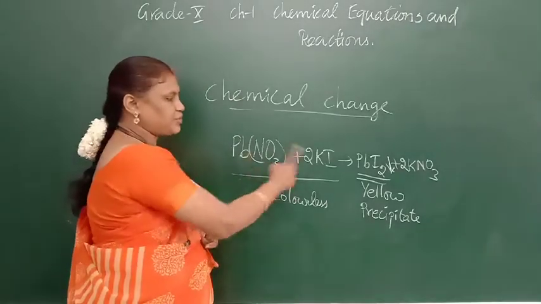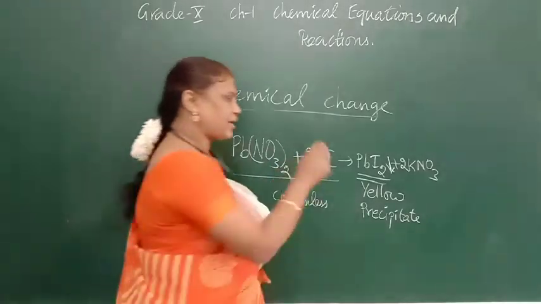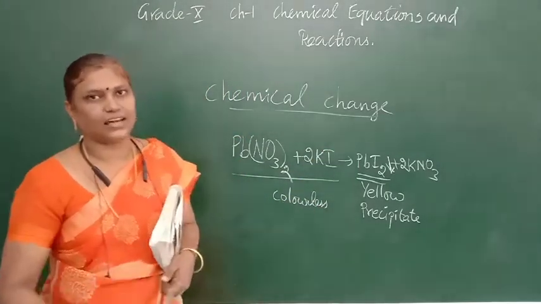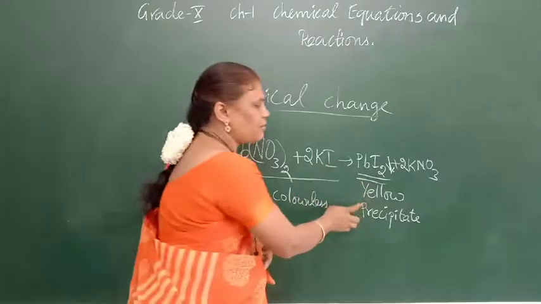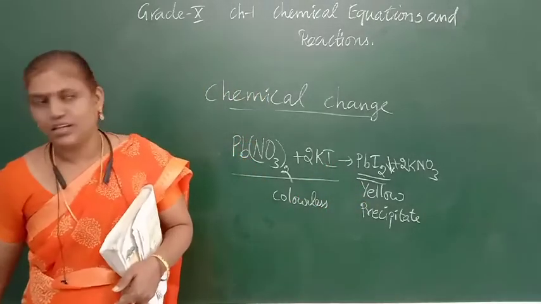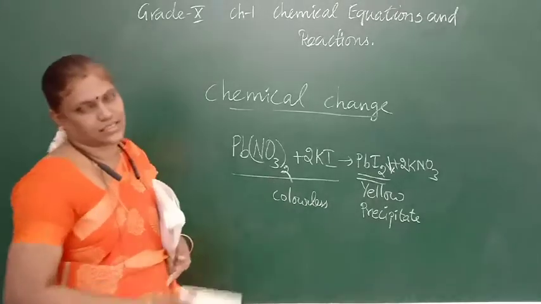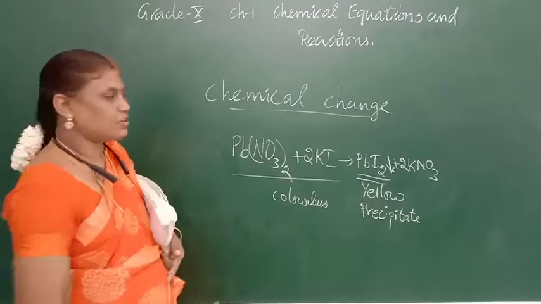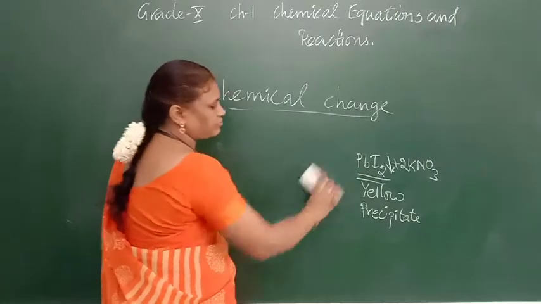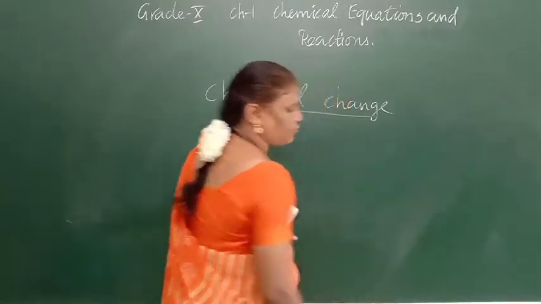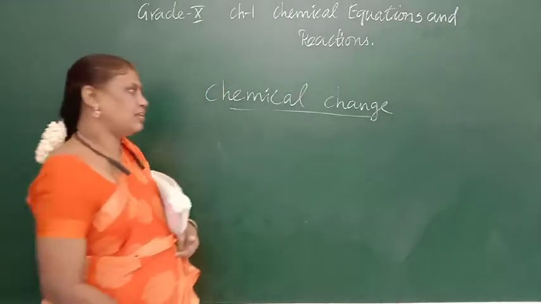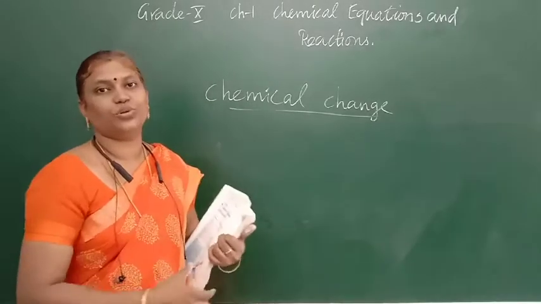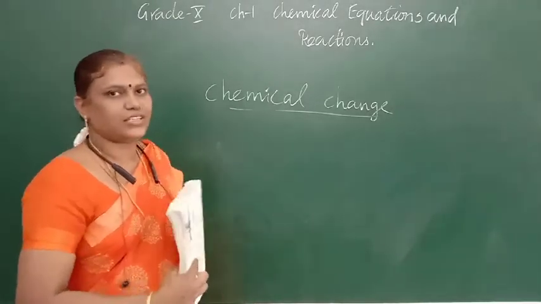Now I have taken two colorless solutions, but what am I getting? I am getting a yellow color precipitate. So there is a change in color, and a precipitate is formed. So formation of precipitate is an example, and change in color: colorless becomes colored. So it is an example of color change and formation of precipitate. This also helps us identify whether a chemical change has occurred.